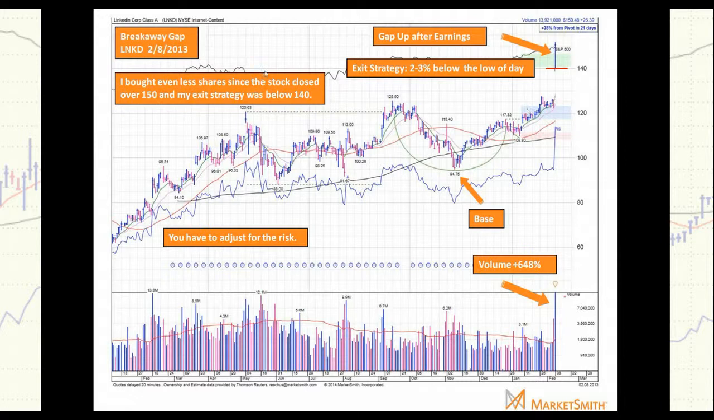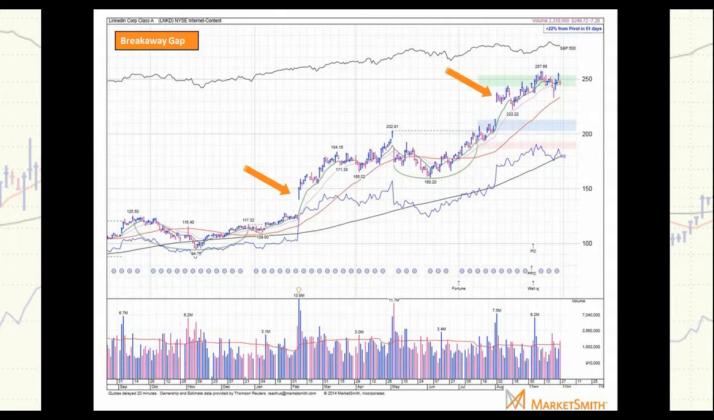But the big thing was I thought that LinkedIn was a game changer at this time. I thought they were taking the whole job market. We've talked about it in the past. And so I felt it was worth taking that risk, but I kept a very, very tight stop on it, and I went extremely small.